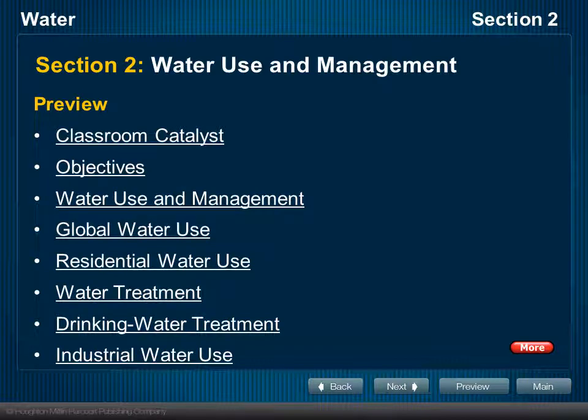All right, gentlemen, we are now taking a look at the second part of Chapter 11, and we're going to continue to look at water. We're going to move away from looking at water sources and how water is supplied as a natural resource and all the inner workings of the water on the earth, and we're going to take a look at water use in particular in more detail.